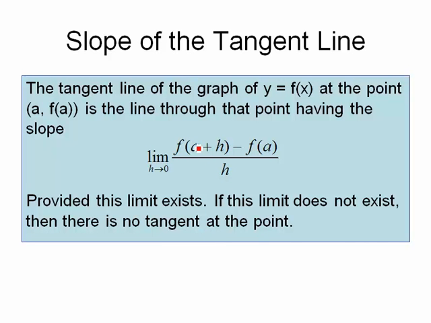The tangent line of the graph of the function y equals f of x at the point (a, f of a) is a line through that point having the slope the limit as h approaches 0 of f of A plus h minus f of A, over h. So this difference quotient here was just our slope of our secant line. By saying h is approaching 0, we're going to let the points get very, very close together, in fact, infinitesimally close, and the pattern that we get out of that is going to give us the slope of the tangent line.